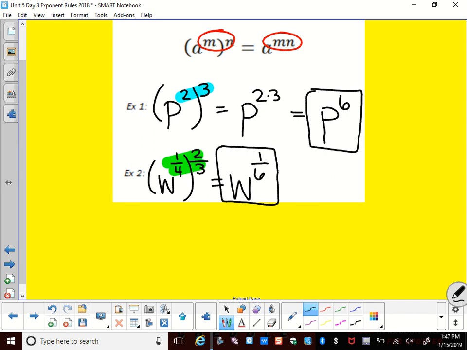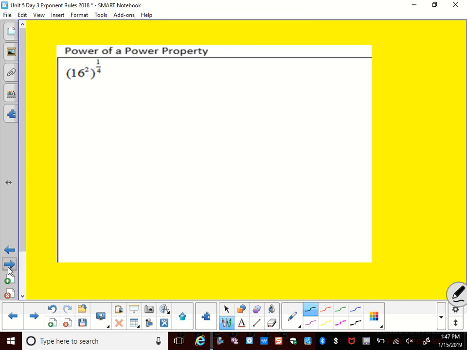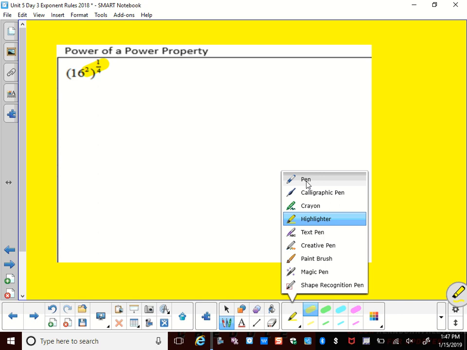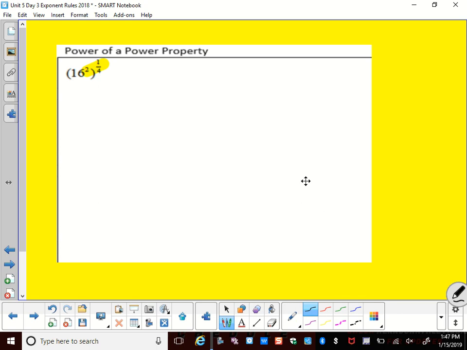Alright, let's look at our packet. Do we see how we have a power to a power here? We have 16 squared to the power of 1/4. In your calculators, type in what is 2 times 1/4? 1/2. Okay, we should have 16 to the power of 1/2.